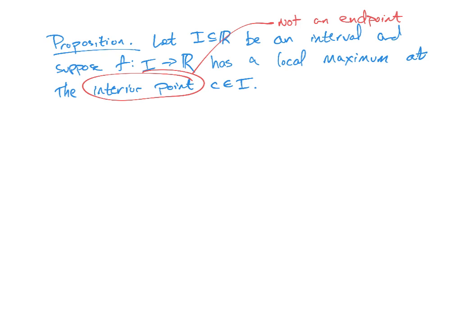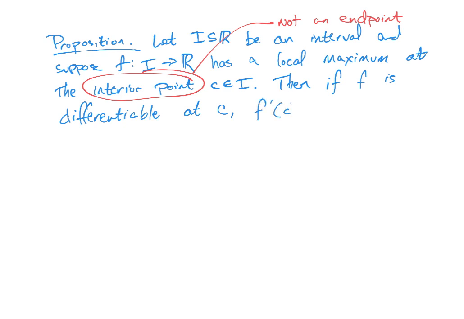Now, we would like to conclude that our derivative is 0 there. Okay, but there's a slight problem. Our derivative might not exist there. So we need to add another hypothesis that we are differentiable there. Then, if f is differentiable at C, its derivative at C is equal to 0.